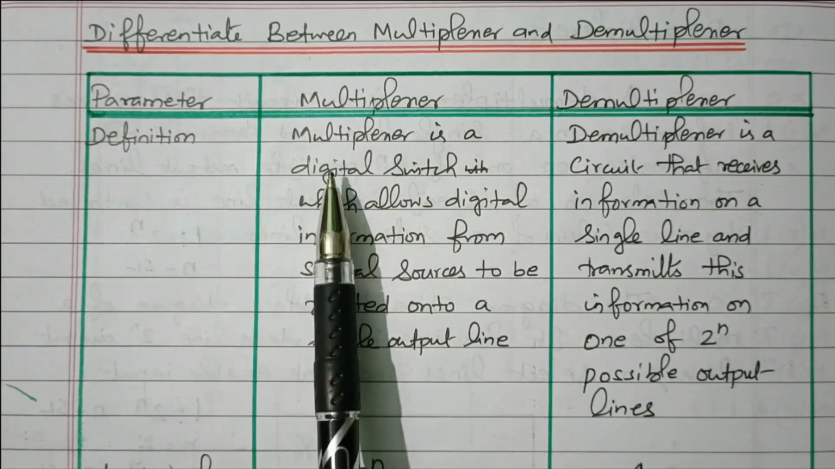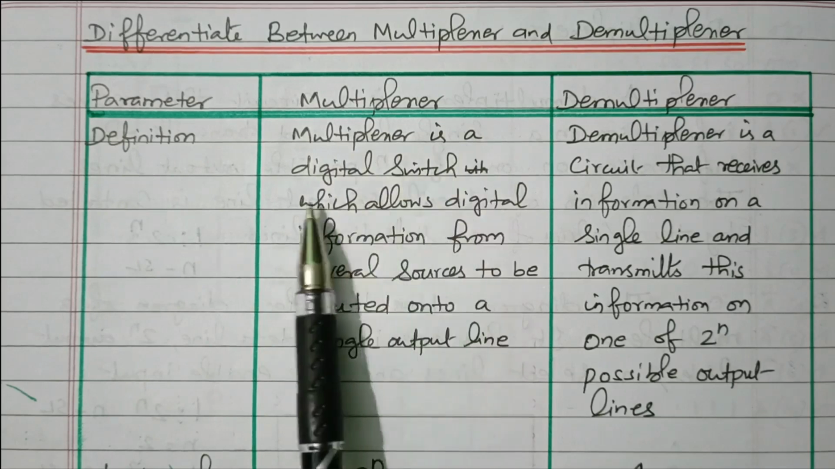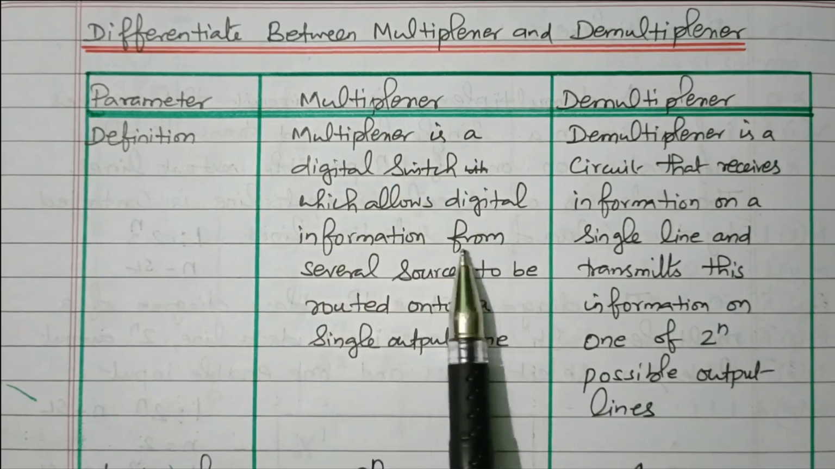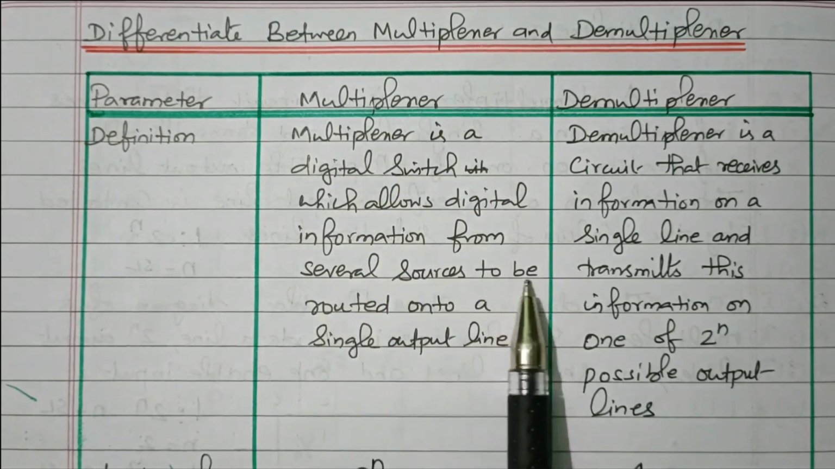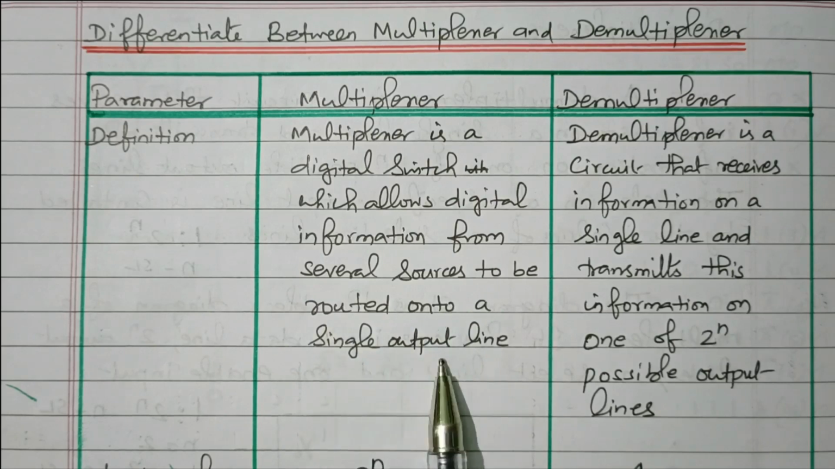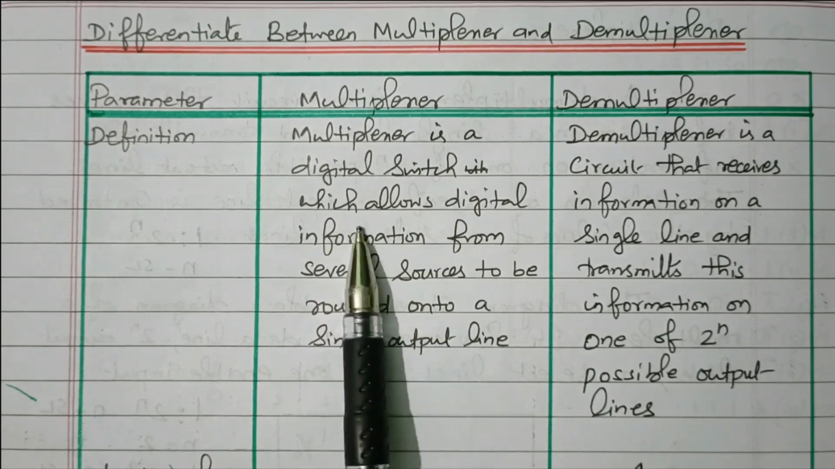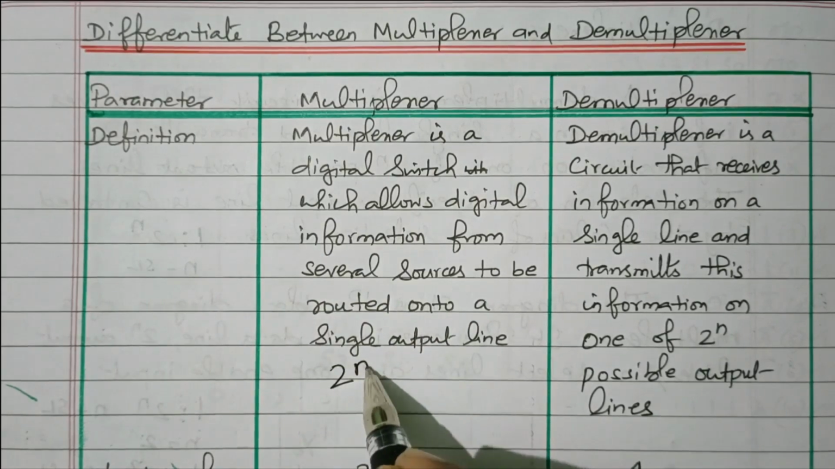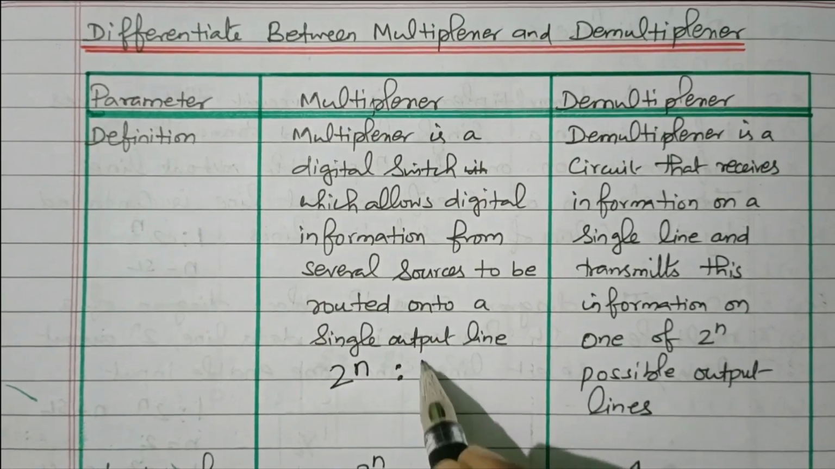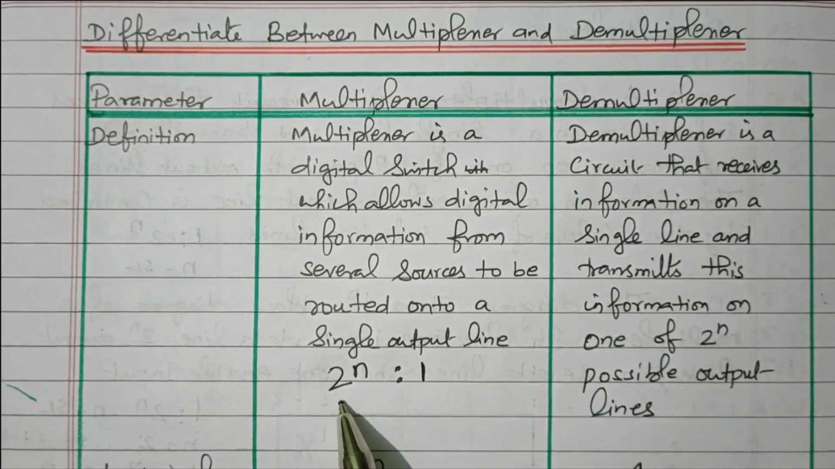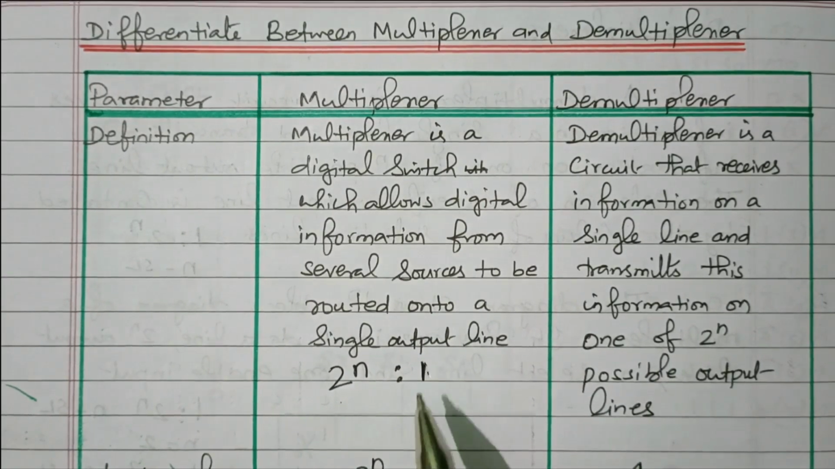What is the definition of multiplexer? Multiplexer is a digital switch which allows digital information from several sources to be routed onto a single output line, right? Several inputs with a single output. So 2 to the power n inputs with only one output. That is the basic definition of the multiplexer. Multiplexer means multiple things are available but the output is only one, right?